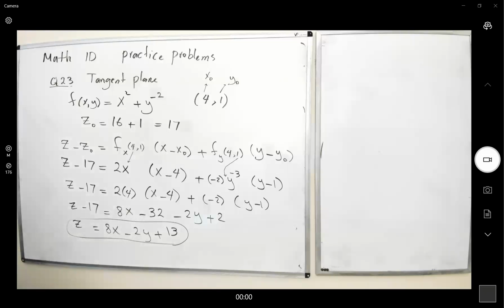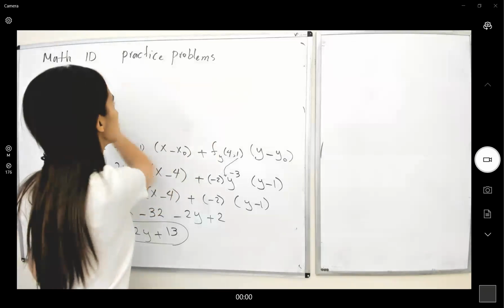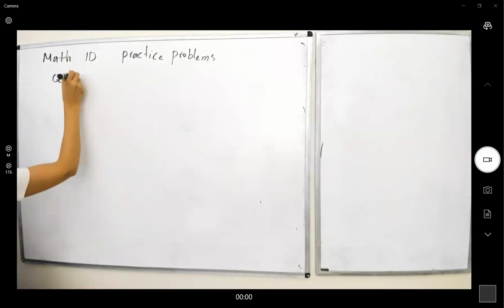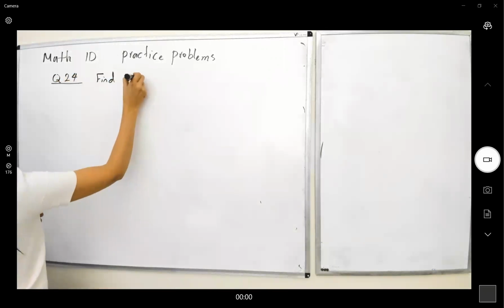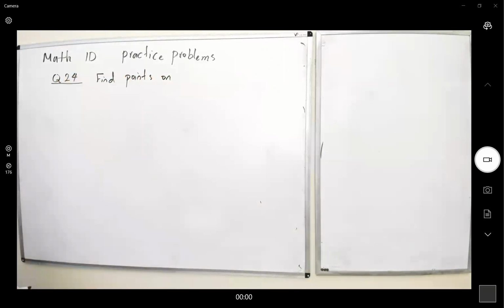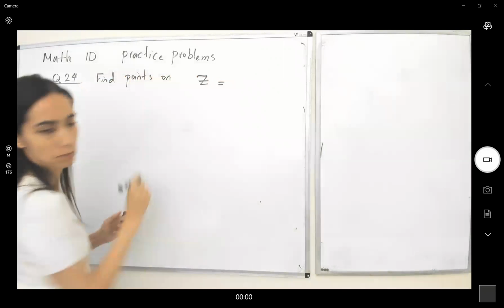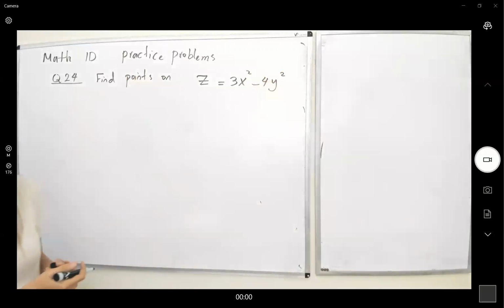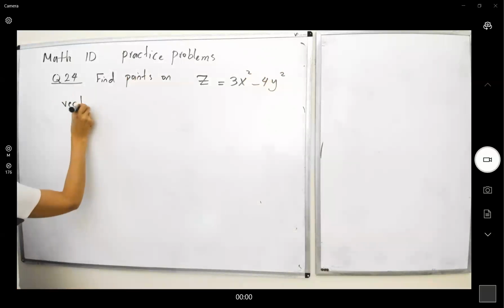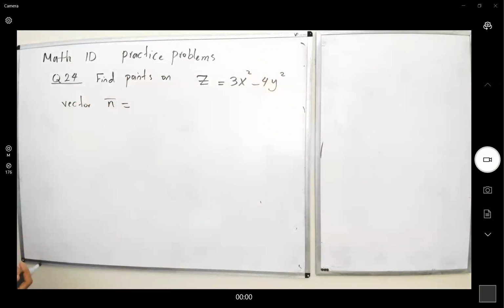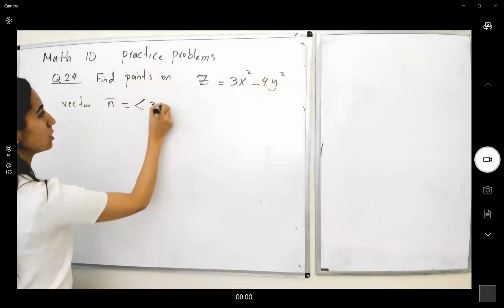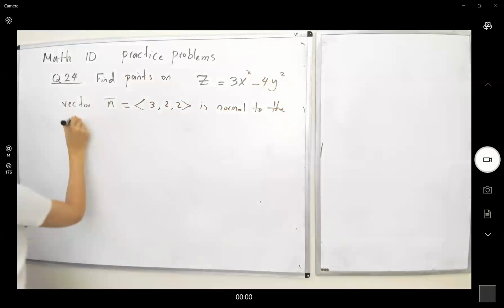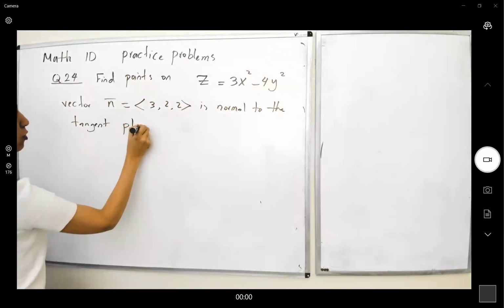Well, let us answer question 24. Question 24 says, find points on the graph of z equals 3x squared minus 4y squared at which the vector n, which is given as (3, 2, 2), is normal to the tangent plane.